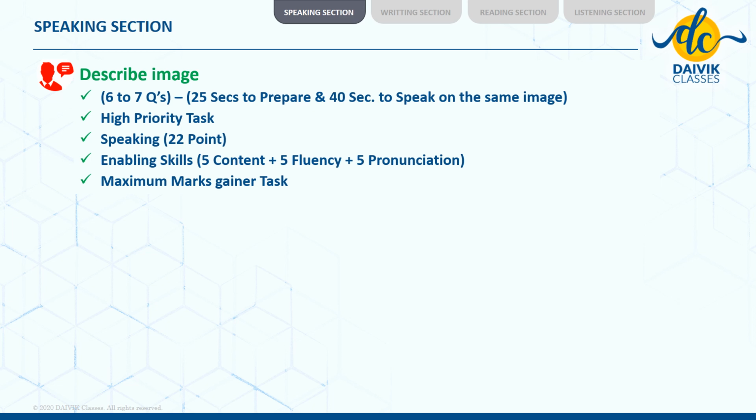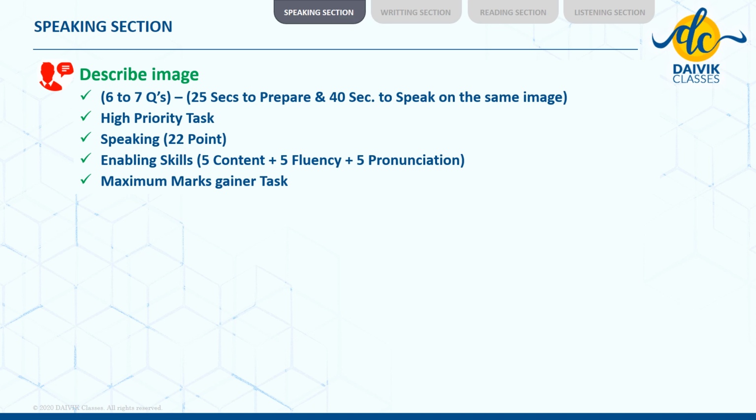This is considered a high priority task, as you are getting 22 points for the complete task. Here enabling skills also contribute a lot: 5 for content, 5 for fluency and 5 points for pronunciation. This is a maximum marks gainer task. So please be careful in this task while describing your image in the exam.